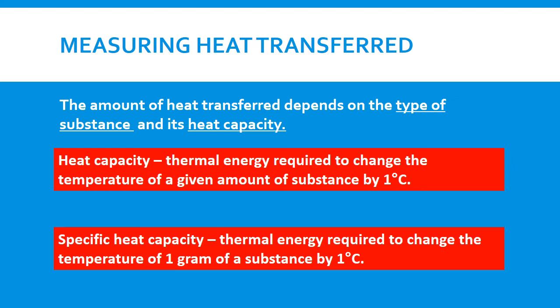So even if I have 50 grams and its temperature is changed by 2 degrees Celsius, if I have 100 grams, its temperature will be changed by 1 degree Celsius, if we apply the same amount of thermal energy. Because it's per gram, temperature per gram, degrees.